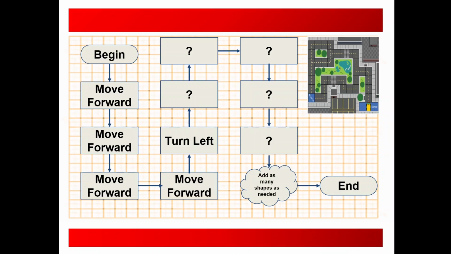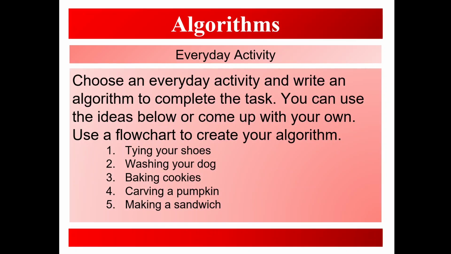Once you're done with the map, the navigation activity, flip the page over and there's another activity for you to do. You're going to choose an everyday activity and you're going to figure out the algorithm or the steps you need to complete that task. Then you're going to turn that algorithm into a flowchart on the back side of this sheet. I give you some examples here: tying your shoes, washing your dog, baking cookies, carving a pumpkin, making a sandwich. You could choose any of those if you want, or you could choose any activity of your own choosing as long as it's school appropriate and it has at least 5 steps, not counting the beginning and ending ovals.